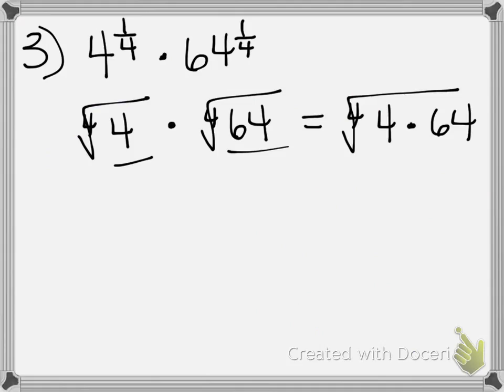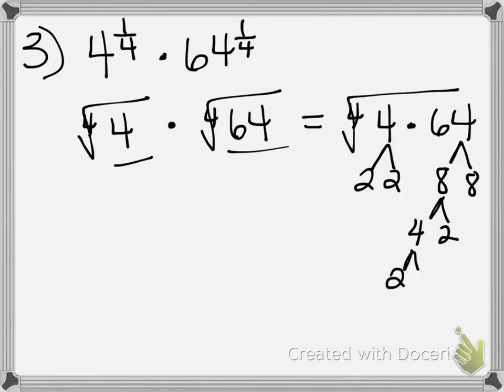So now I'm just going to do the prime factorization. 4 can break up into 2 and 2. Now 64 is not the same as 4, so I actually do need to do the prime factorization. So I can do 8 and 8. Here I can do 4 and 2, and 2 and 2.